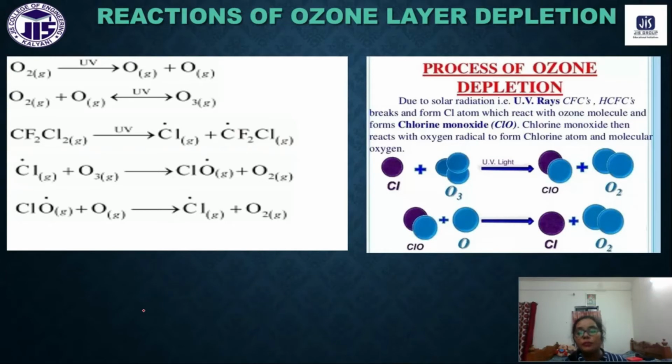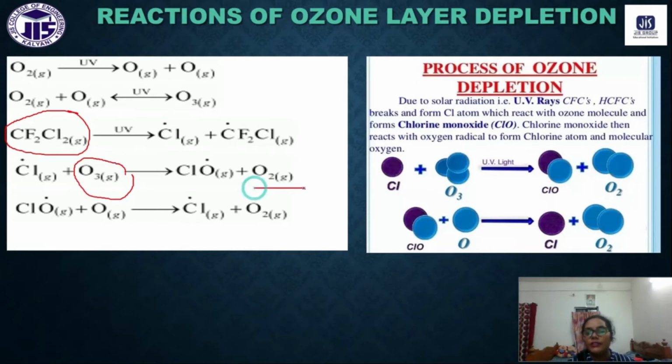Whatever UV radiation we get from solar energy, the ozone layer can absorb it and protect us. Okay, if there are holes in the ozone layer, then that will be very harmful for us. So this is the reaction. You can see here chlorofluorocarbon is the main compound, which can decompose ozone into an oxygen molecule.